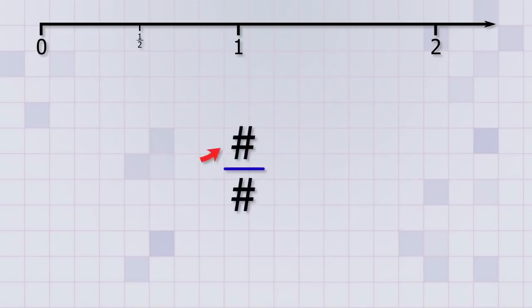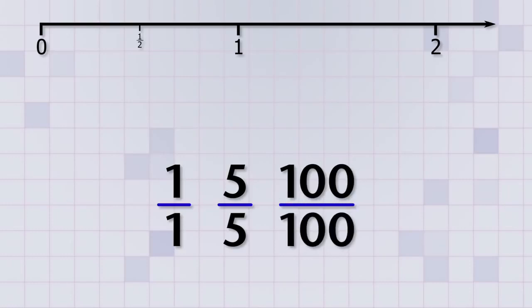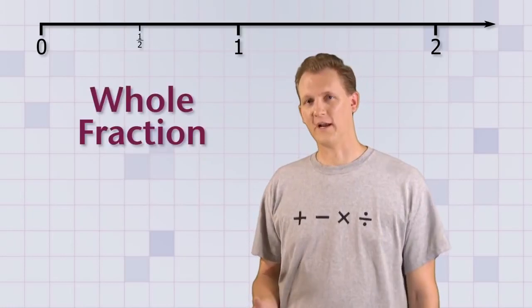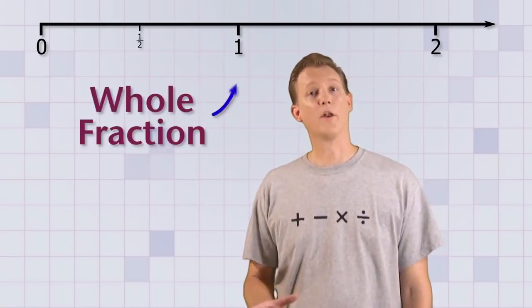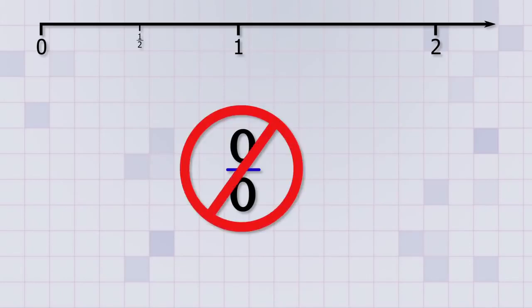Our third rule is this. If the top number and bottom number are the same, then the value of the fraction is always just 1. So whether you have 1 over 1, or 5 over 5, or 100 over 100, the value is always just 1. I'm going to call this kind of fraction a whole fraction, because its value represents one whole. Oh, and in case you're wondering, this rule doesn't apply to 0 over 0, because like I told you, having a 0 on the bottom of a fraction is a big no-no.